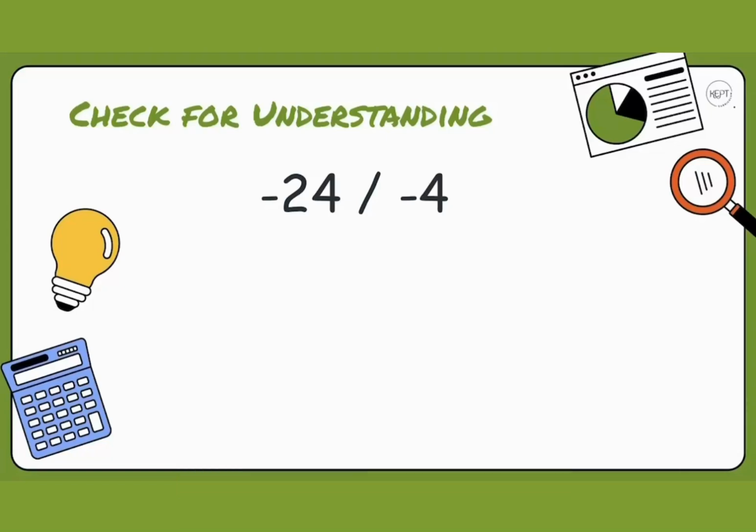All right, welcome back. Now, negative 24 is a negative number. Negative 4 is a negative number. And because those two signs are the same, that means our answer is going to be positive. Negative 24 divided by negative 4 is going to give us a positive answer. So let's start out drawing out our 24 pieces.